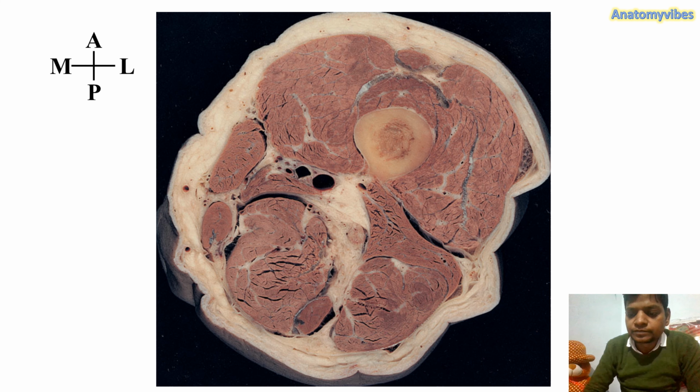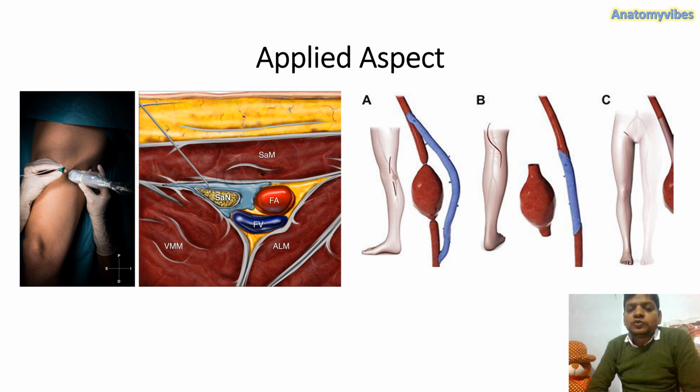Moving further. Some applied aspects we have to discuss. The femoral artery is there in the adductor canal or subsartorial canal. Sometimes this femoral artery can get dilated. Usually it gets dilated in the popliteal fossa, but it can also get dilated in the adductor canal region. If there is dilatation of the artery, this part has to be removed because the walls will get weaker and rupture can occur. Sudden hemorrhage will occur in that case. So we have to remove this part.